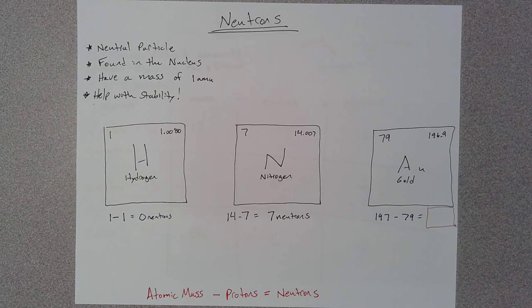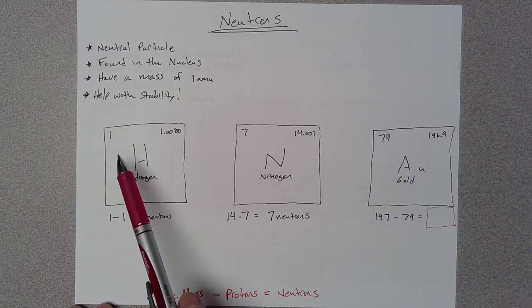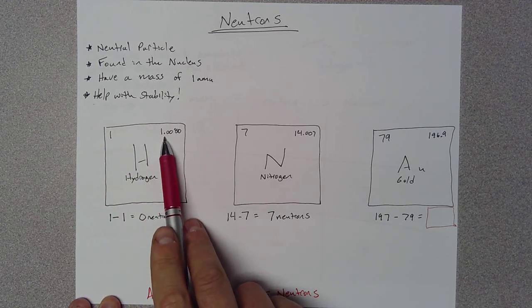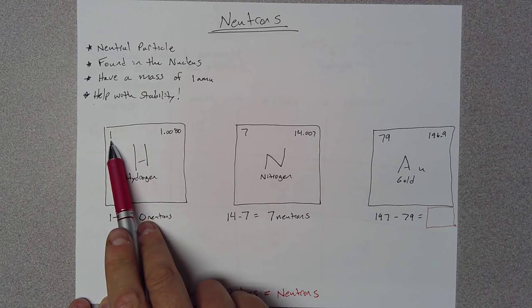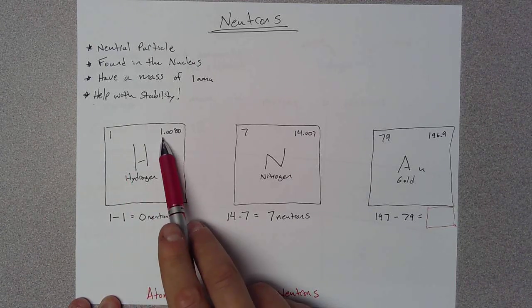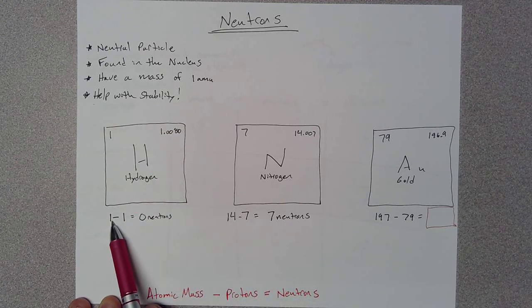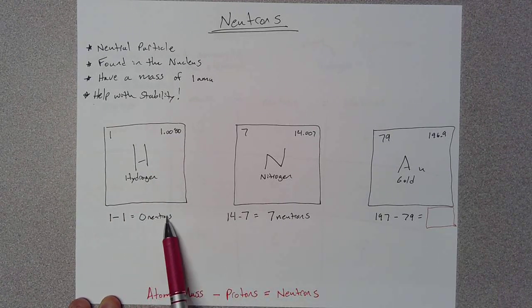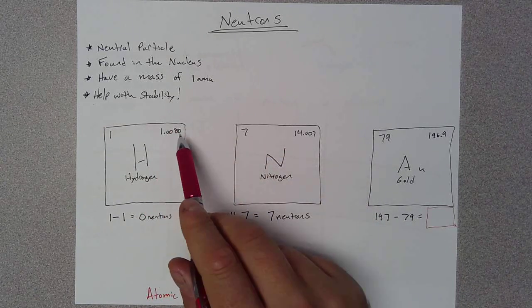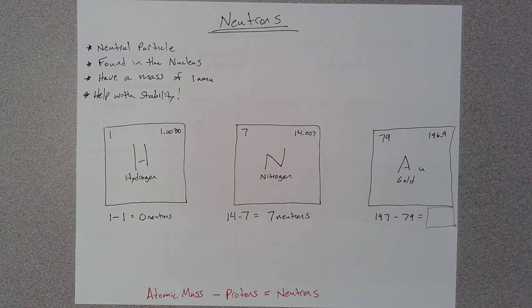So with this one, if I want to find out how many neutrons it has, well, I know what the mass is. I know how many protons I have, because that's the atomic number. I just subtract them. So this is about 1. So 1 minus 1, there's no neutrons. So in the average mass here, that's what this is. It's an average of all of those isotope masses.